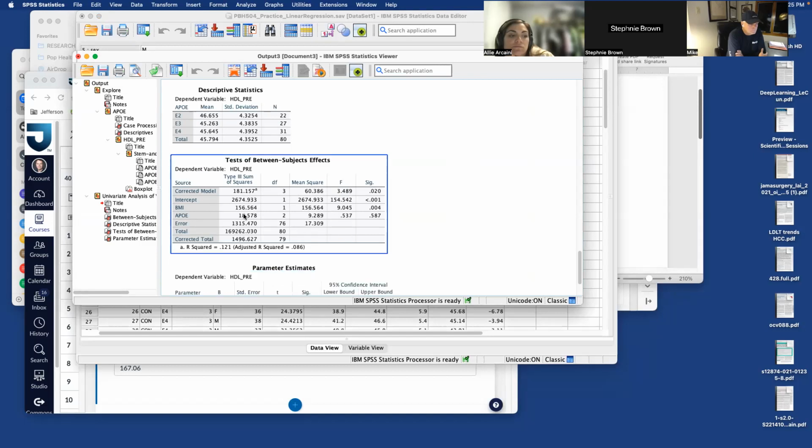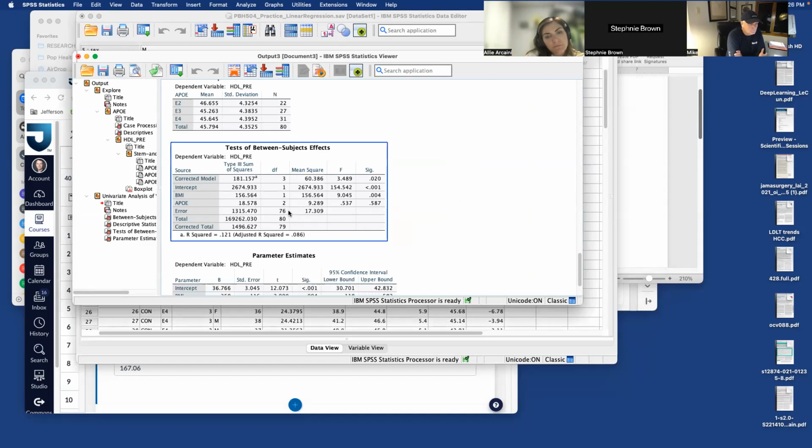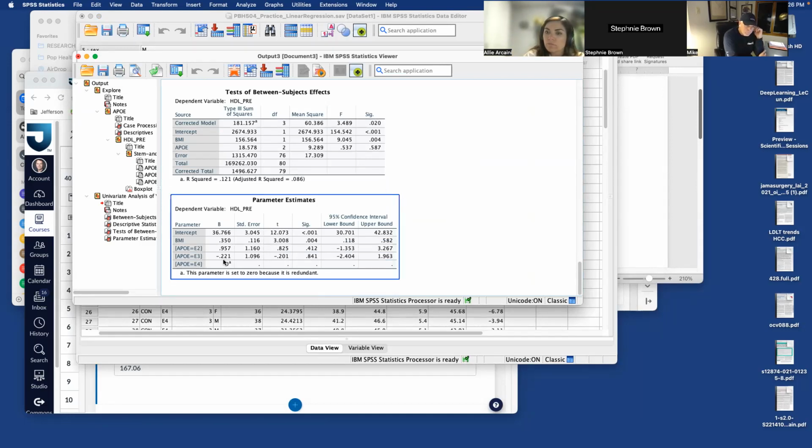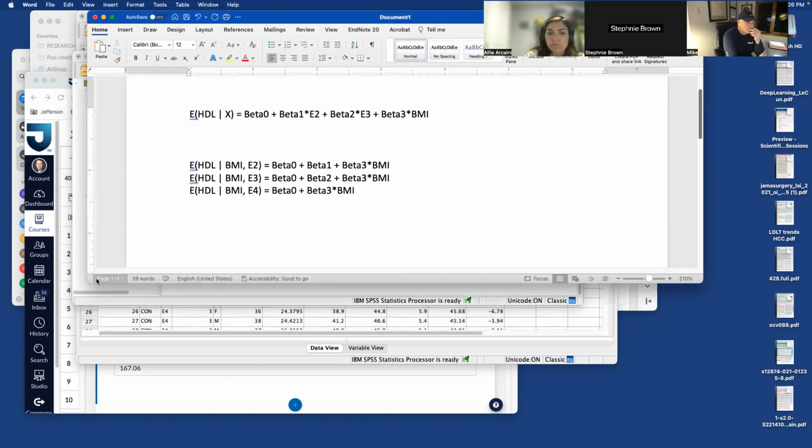Now, because APOE is a factor, it's represented in our F table with just one line, but with 2 degrees of freedom because we've got 2 dummy variables there, 2 equalities, whereas BMI shows up in our table with 1 degree of freedom. Notice the error degree of freedom has changed because we've got a different number of predictors. We've got 3 predictors instead of 2 before. And so here's our new equation. Let's transfer that over here.